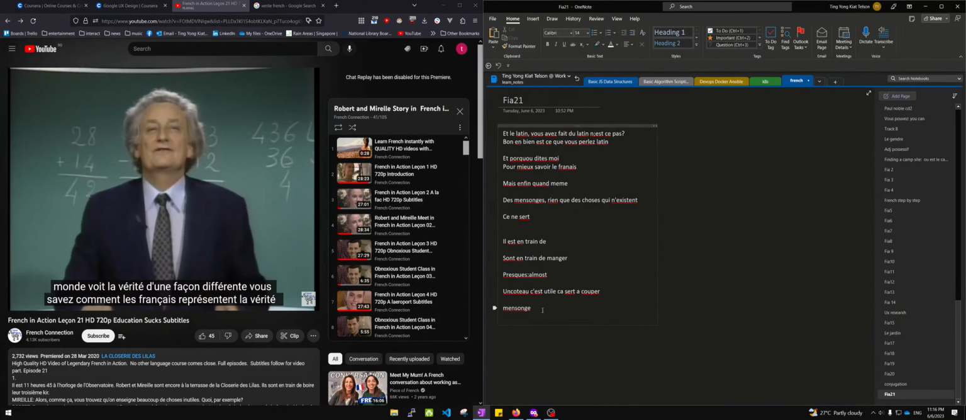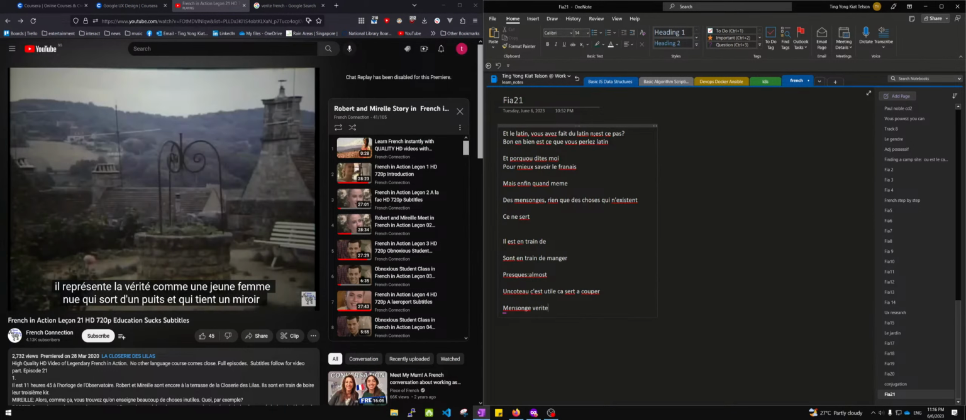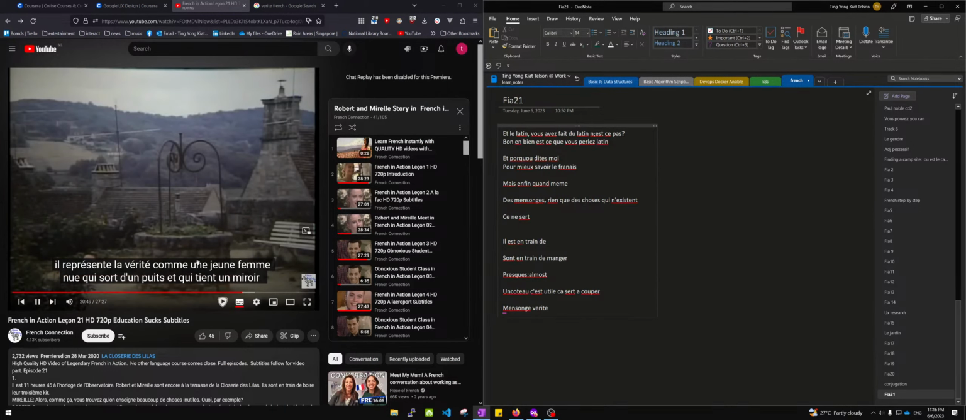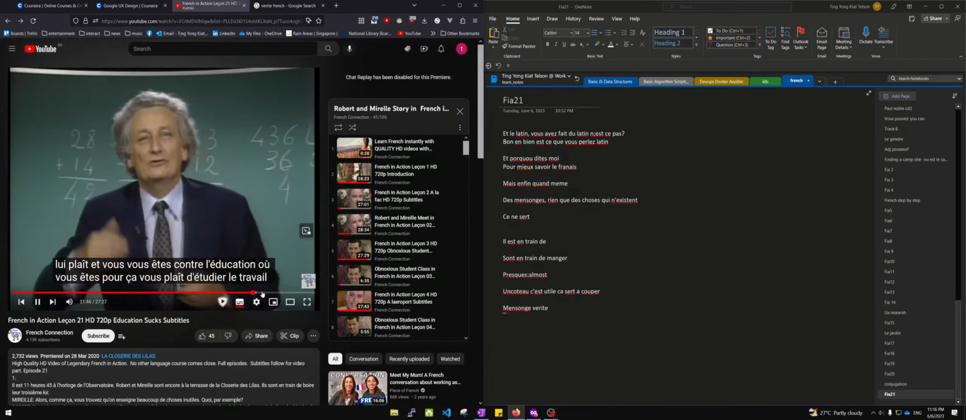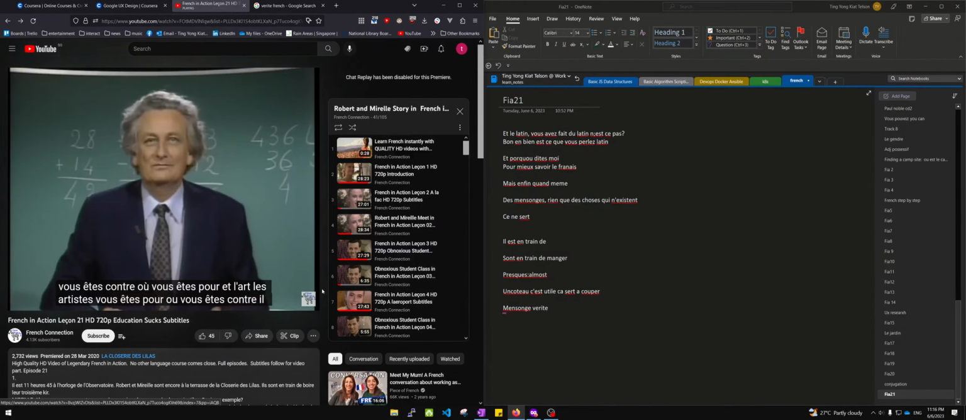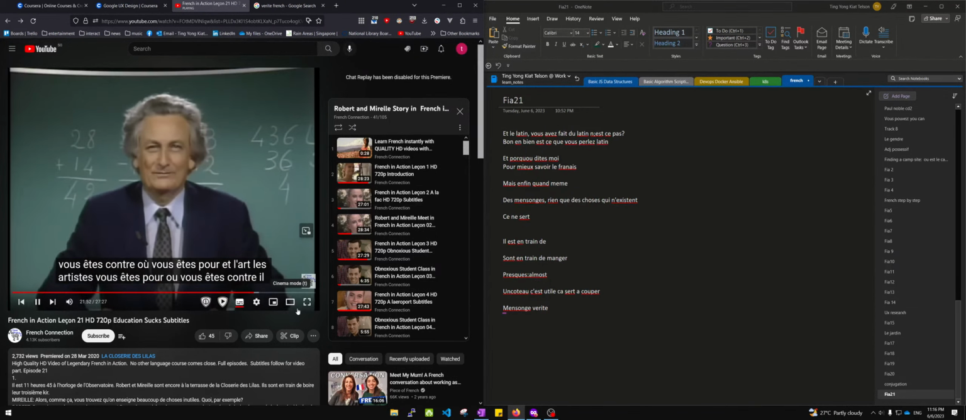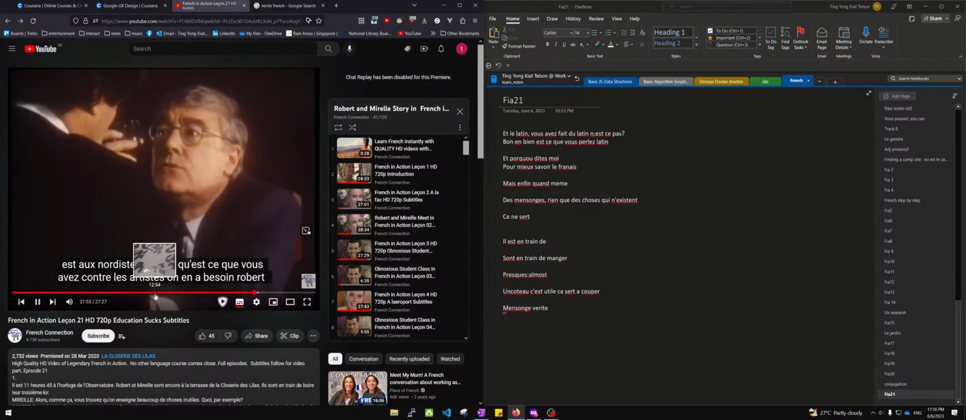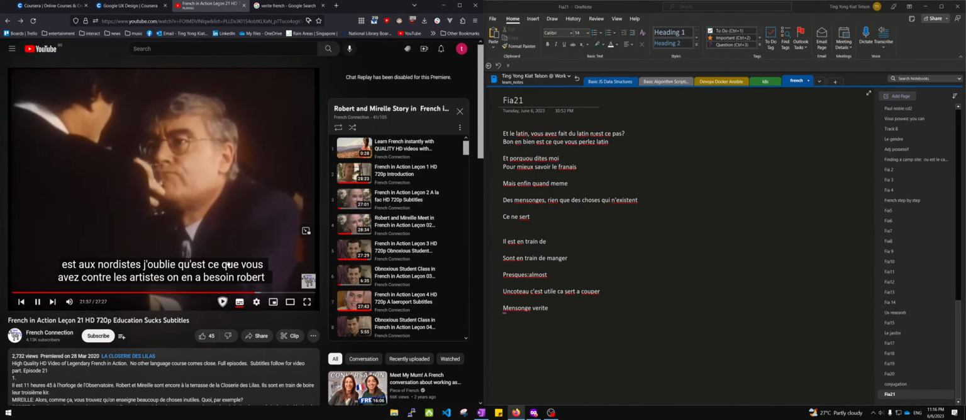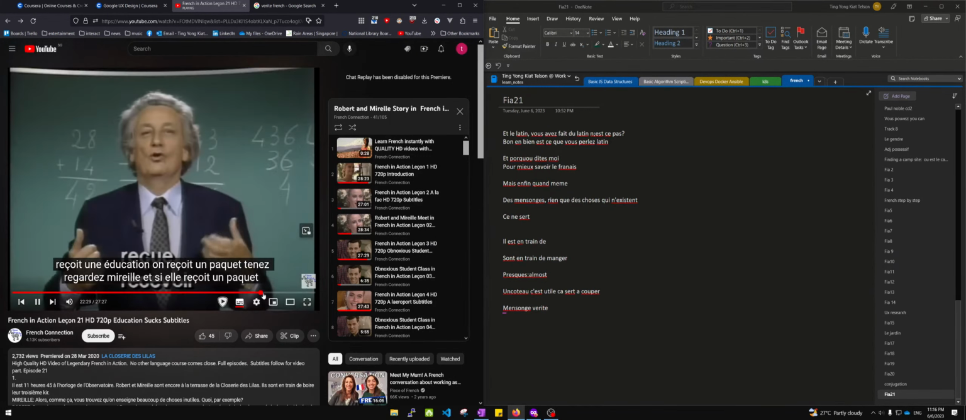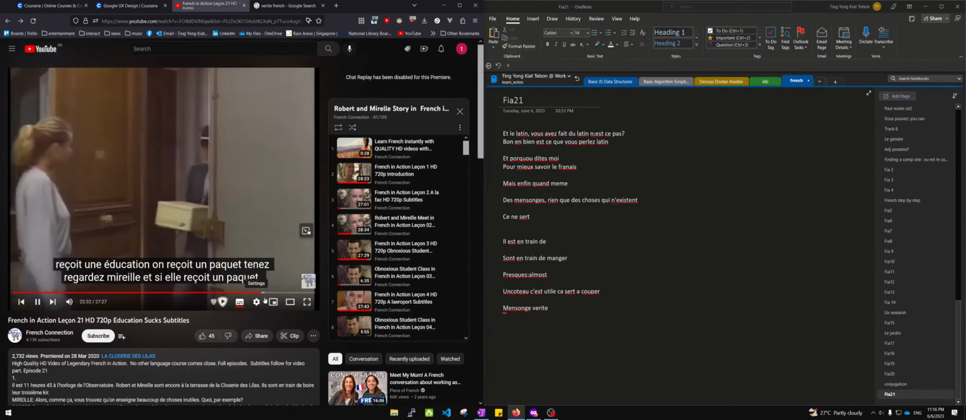Vous savez comment les Français représentent la vérité? Ils représentent la vérité comme une jeune femme nue qui sort d'un puits et qui tient un miroir. Vous êtes contre ou vous êtes pour? Et l'art, les artistes, vous êtes pour ou vous êtes contre? Vous êtes un artiste. J'oublie. On reçoit un paquet.